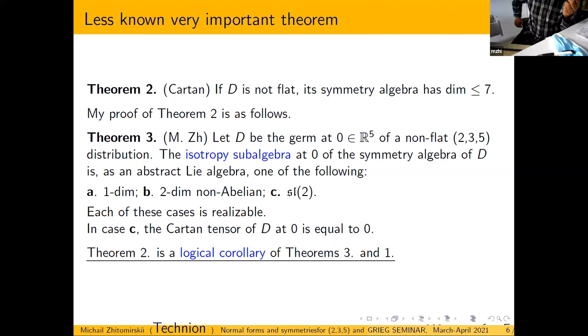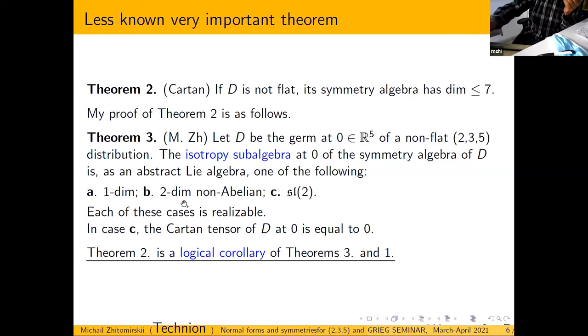So the isotropy subalgebra at a point, the origin, for example, is the subalgebra of those vector fields that vanish at the origin. So I have complete information about this subalgebra, both as an abstract Lie algebra and as an algebra of vector fields. Now today I need only to say what can be said about the isotropy subalgebra of the symmetry algebra as an abstract Lie algebra. There are three and only three cases, each of them realizable.